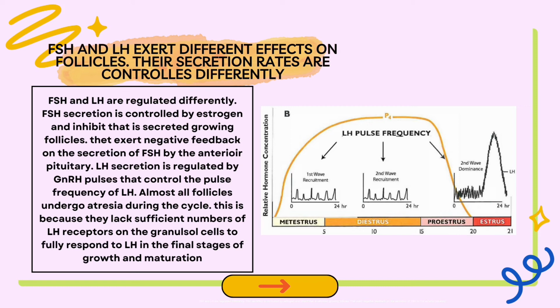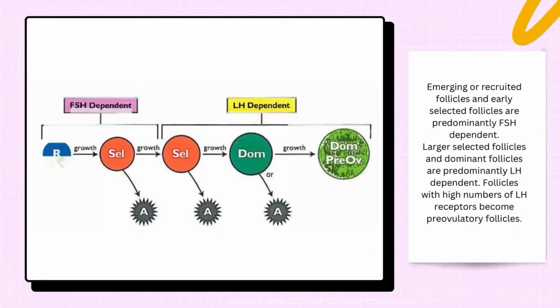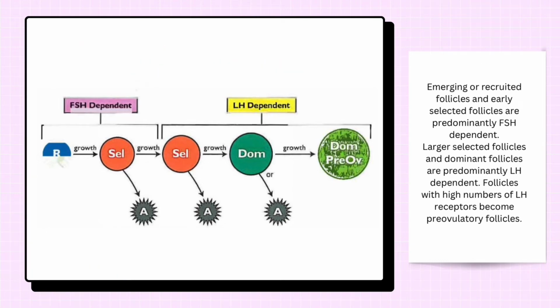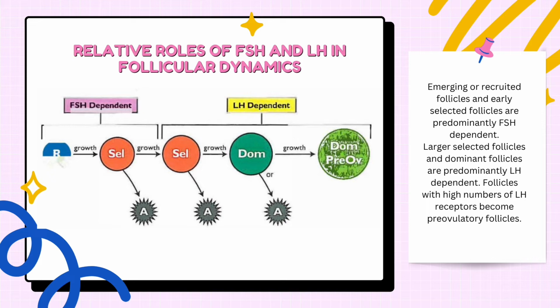FSH and LH are regulated differently. FSH secretion is controlled by estrogen and inhibin that are secreted by growing follicles, which exert negative feedback on the secretion of FSH by the anterior pituitary. Emerging or recruited follicles and early selected follicles are predominantly FSH dependent. Larger selected follicles and dominant follicles are predominantly LH dependent. Follicles with high numbers of LH receptors become preovulatory follicles.